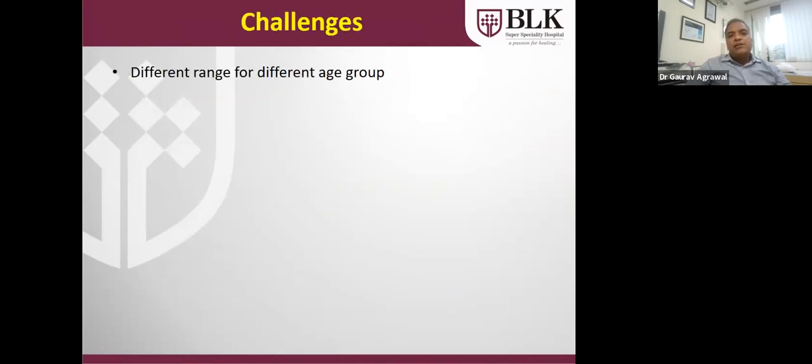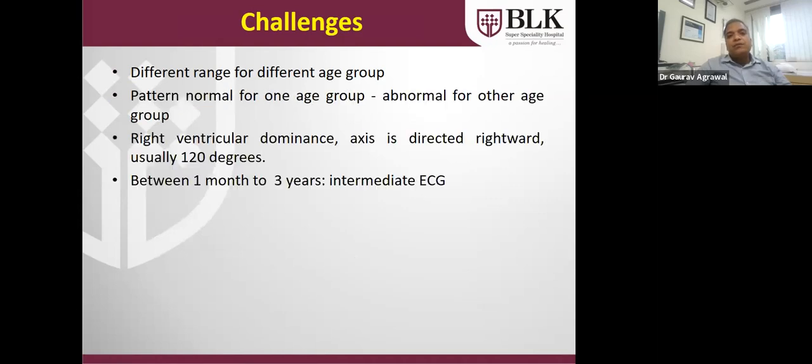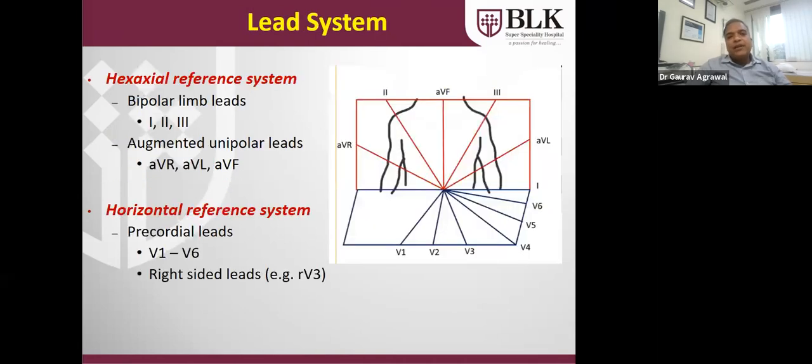But there are a few challenges in pediatric ECG, as there is a different range for each age group. A pattern that is normal for one age group may be abnormal for another. In the pediatric age group, right ventricle dominance is there and the axis is directed rightward, usually 120 degrees. It is normal in the pediatric age group. Between 1 month to 3 years, the ECG can be intermediate. And the ECG in congenital heart disease and post-repair congenital heart disease may have different patterns.